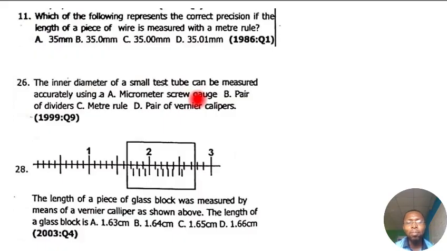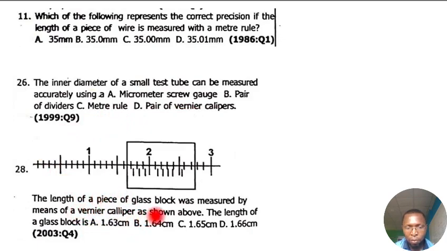The only instrument that can measure the internal part of an object, or the internal distance of an object, or the inner diameter, is the vernier caliper. Okay, a pair of dividers cannot do that. Meter rule cannot do that. The only instrument that can do that is a pair of vernier calipers. All right. And we also have another one here.